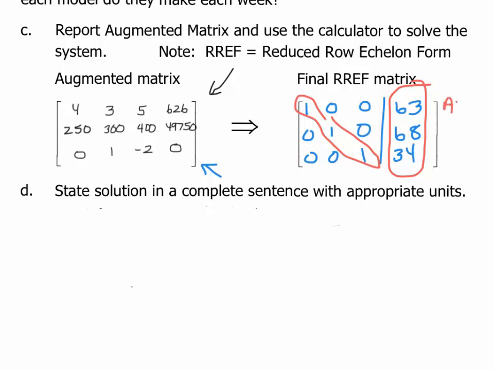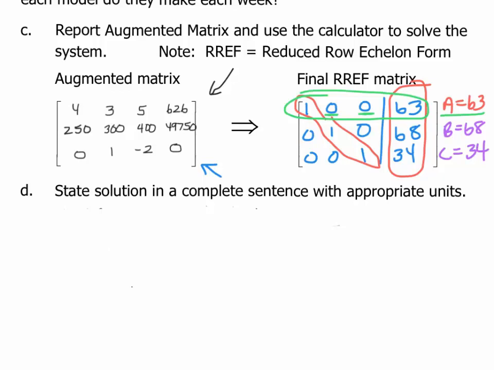So I should get A is 63. And again, I'm looking at this row of the matrix, and that tells me A equals 63 because it tells me 1A plus 0B plus 0C equals 63, so that gives me this A equals 63. I get B is 68 and C is 34. Notice the relationship between my B and my C. I have more Model B laptops than Model C laptops, and in fact I have twice as many Model B laptops as Model C laptops.